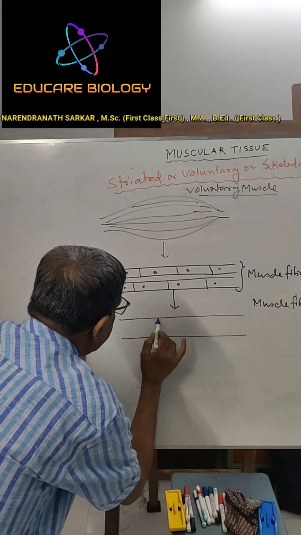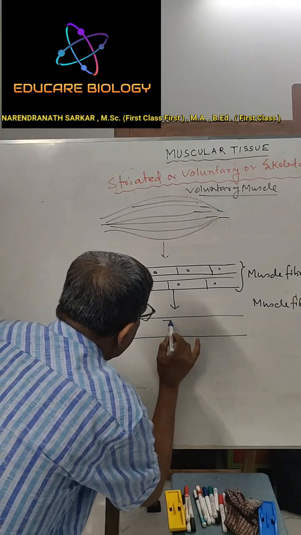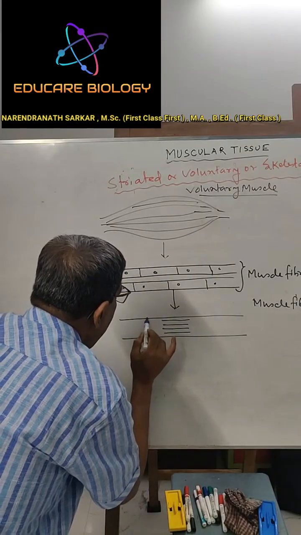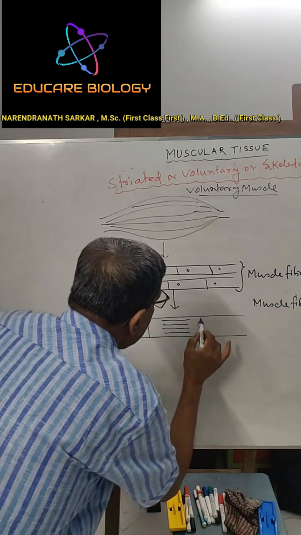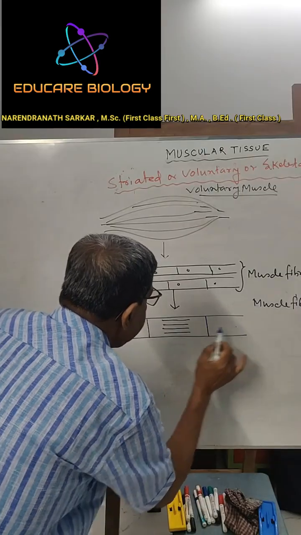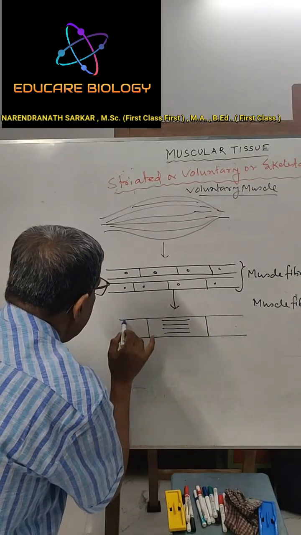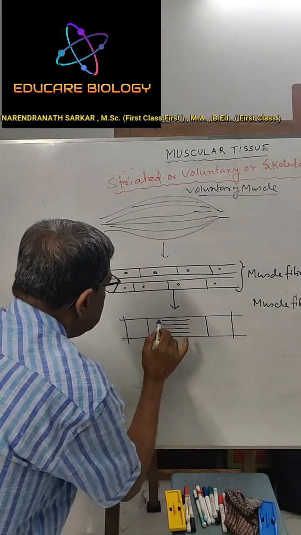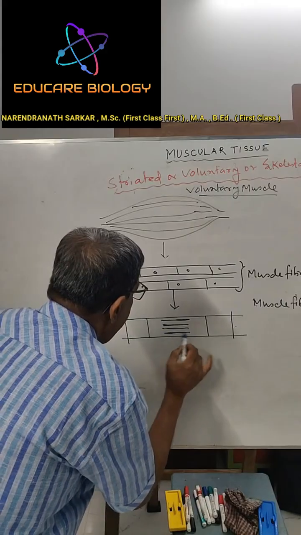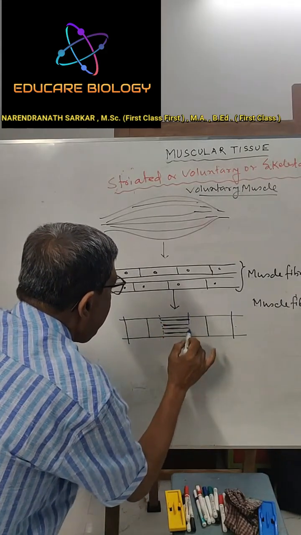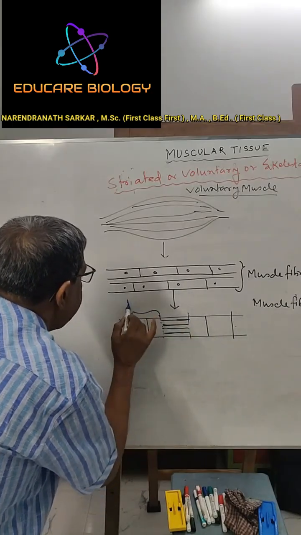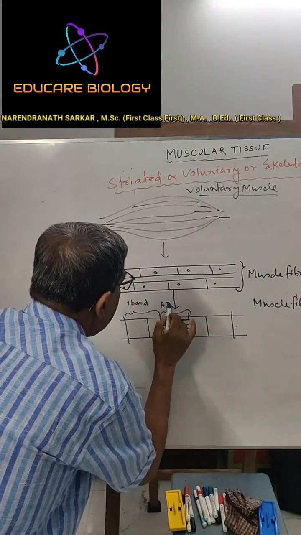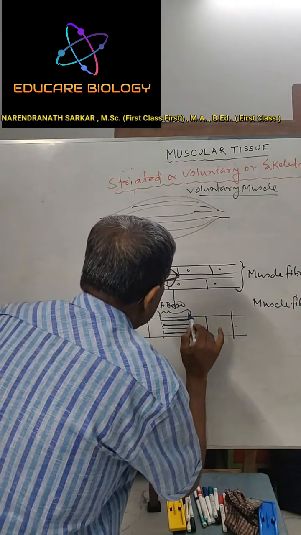That is the I band, and this is the A band. This is the I band. This is the I band. This is the A band. This is the I band. This is the A band. This is the I band.